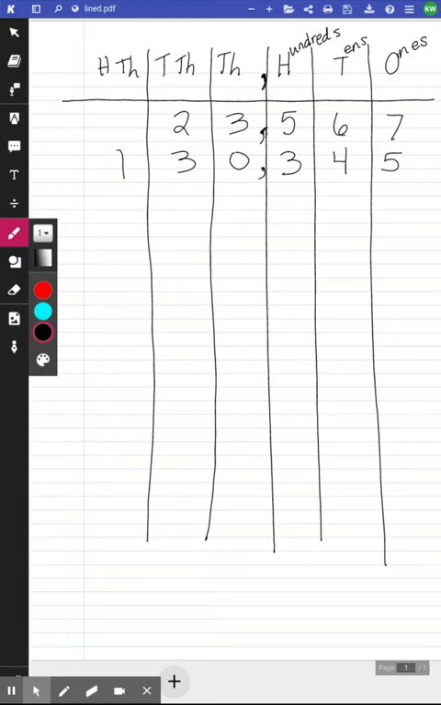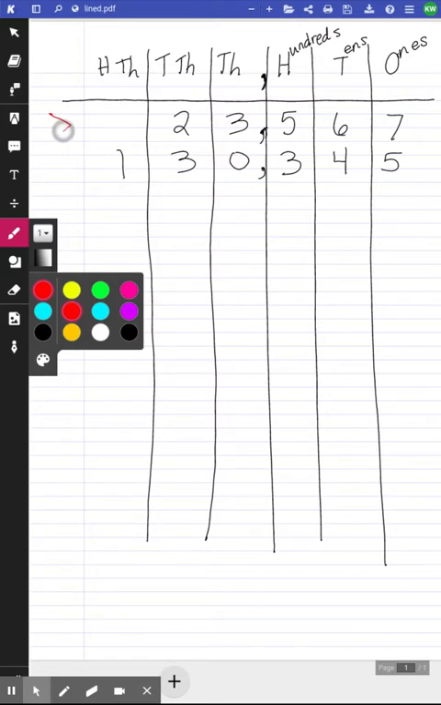So if you're remembering what your comparison symbols are in math, we have greater than, less than, and equal to. And I think we can agree that these are not equals. These numbers are not equivalent, right? Because I have 100,000 over here in this column, and I don't have that in my first number. So how many of you agree with me that 130,345 is greater than 23,567, right? Yeah. Okay.